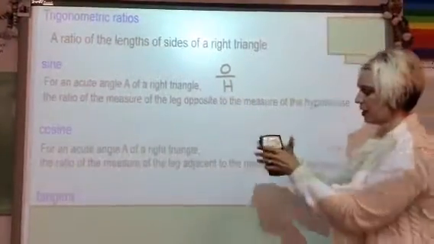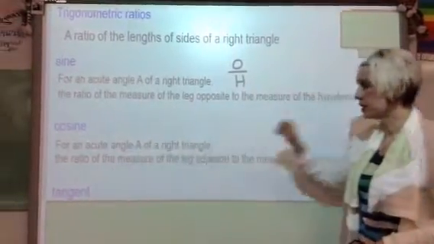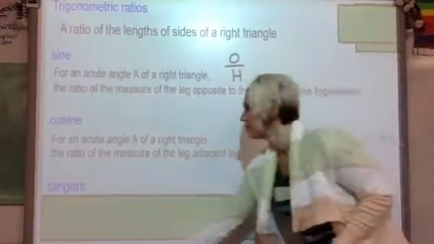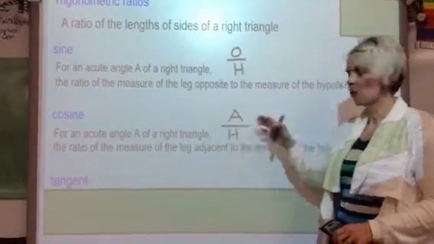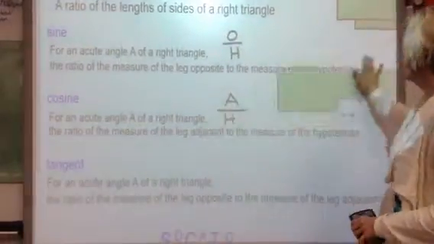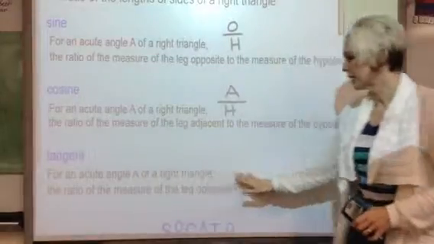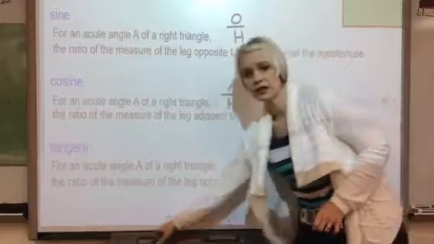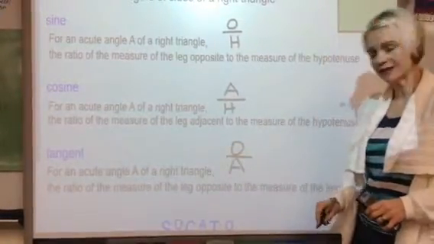Cosine is on your calculator COS, right next to the sine key. And cosine is for any acute angle A, the ratio of the measure of the leg adjacent to the measure of the hypotenuse. So what we use then is A over H for adjacent over hypotenuse. And then finally, tangent is the tan key. And tangent is for any acute angle A, the ratio of the measure of the leg opposite to the measure of the leg adjacent. So we do O over A for opposite over adjacent.